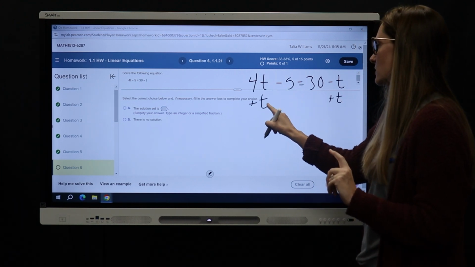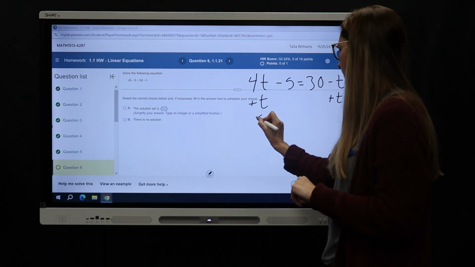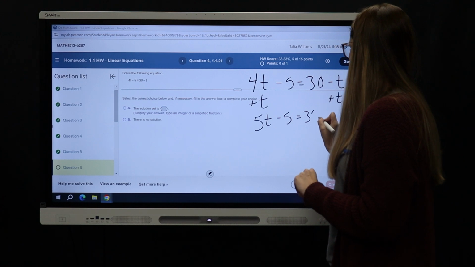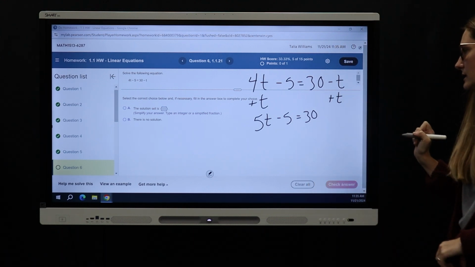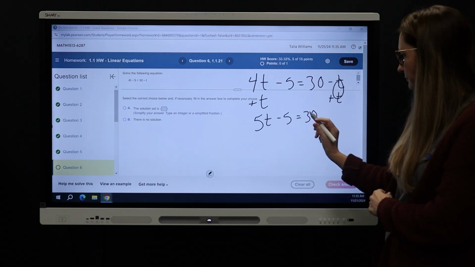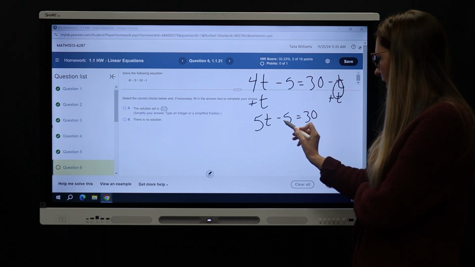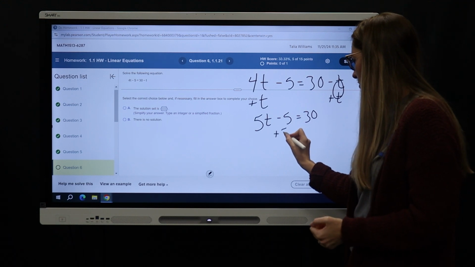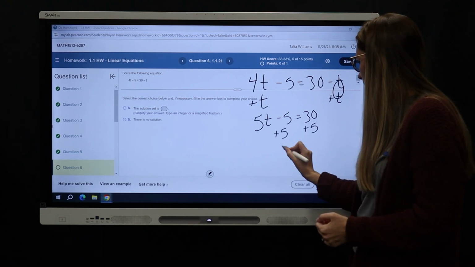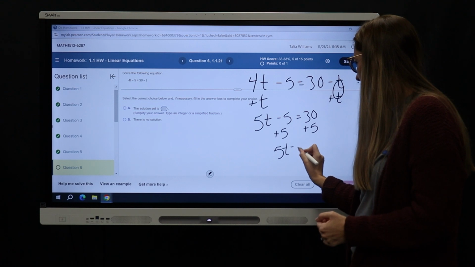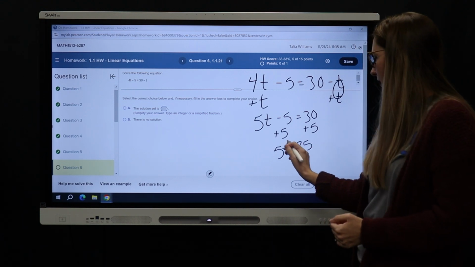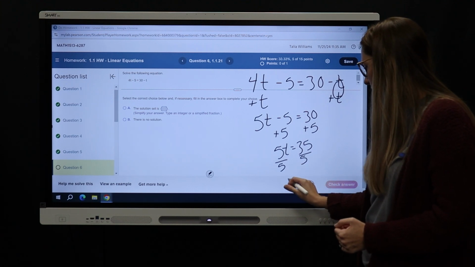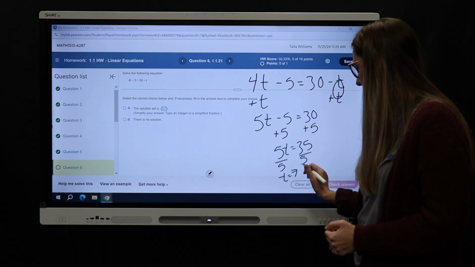Remember when we add this, this is 1. So 4 plus 1 is 5t. And I'll go ahead and rewrite. Negative 1 plus 1 is 0 here, so this is gone. Now we're going to move this negative 5, or subtract 5, to 30. The opposite of subtraction is addition. So I have 5t equals 35. And then the opposite of multiplication is division, so we're dividing by 5. So t equals 7.